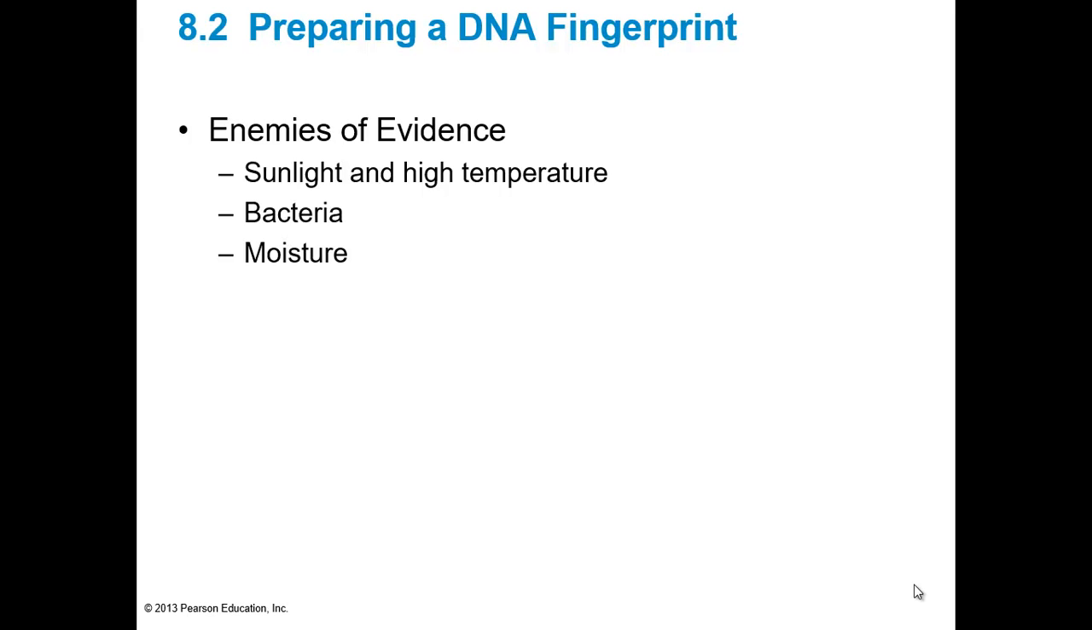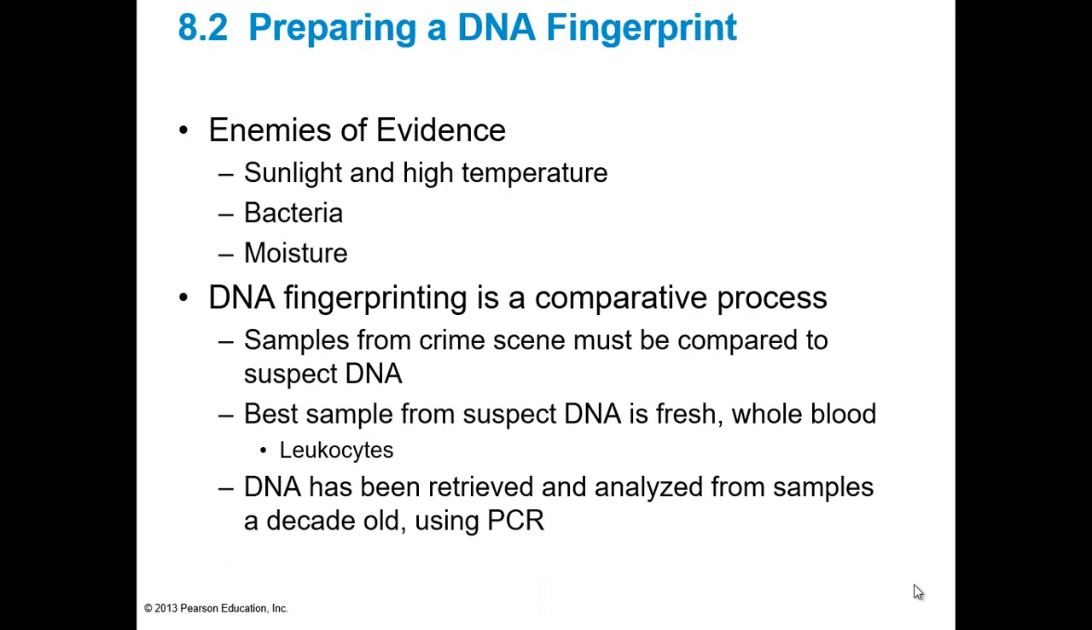Sunlight and high temperature can degrade DNA. Bacteria can also degrade DNA, and then you've got contaminating, degrading DNA, and then moisture, which will allow for mold growth. And so when you get the DNA and you've done your analysis, it's a comparative process. So you must compare the crime scene DNA with the suspect DNA. And if you can get fresh whole blood, especially leukocytes, then that's going to be the best sample.